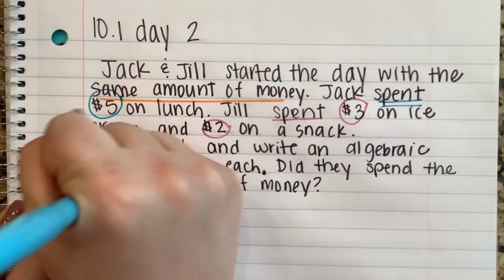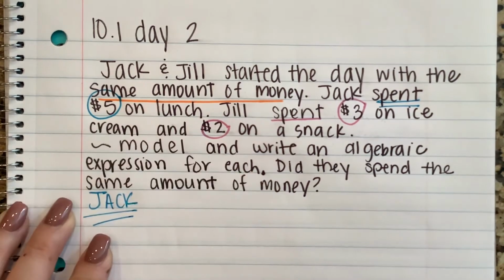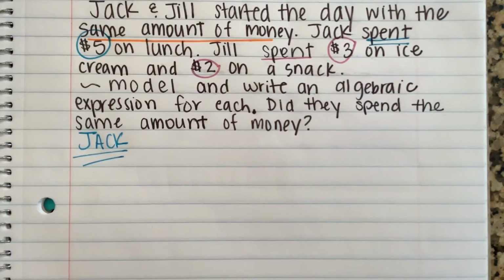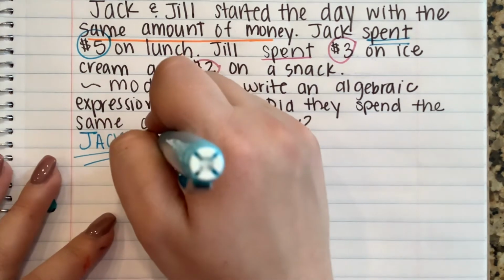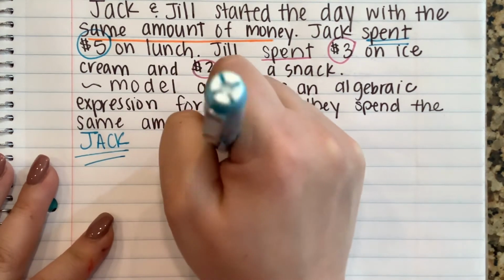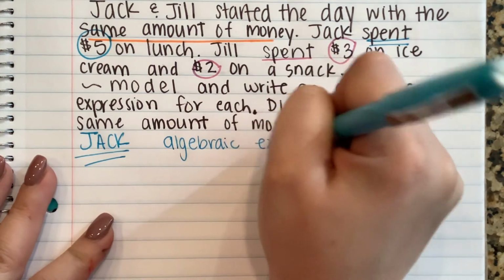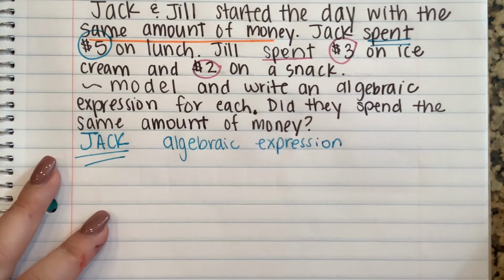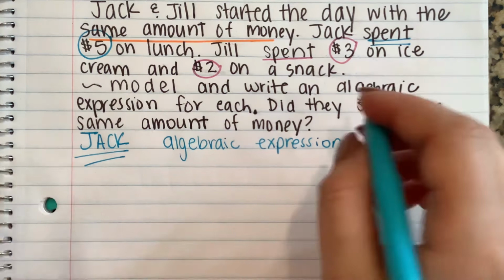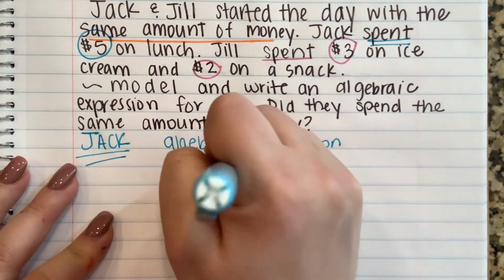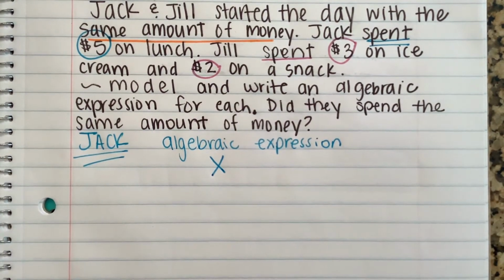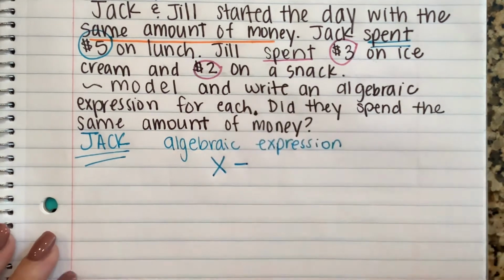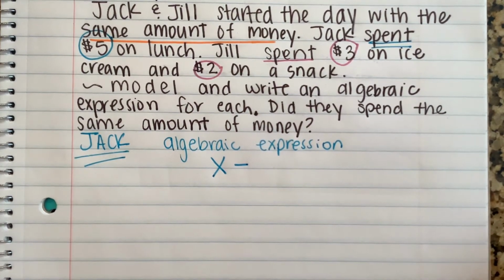I'm going to label my first one up here, Jack, and I'm going to do all of my writing and modeling for Jack here. First I'm going to start with writing my algebraic expression. In the problem, they did not tell me how much Jack started with. But they did say that Jack and Jill started with the same amount of money. We don't know it yet, so I have to use a variable x. Then I'm going to do minus for spent, because he spent money. It's subtracting money from his bank account.